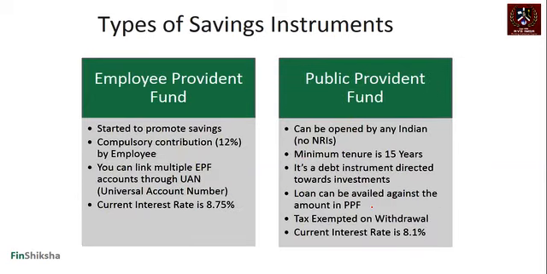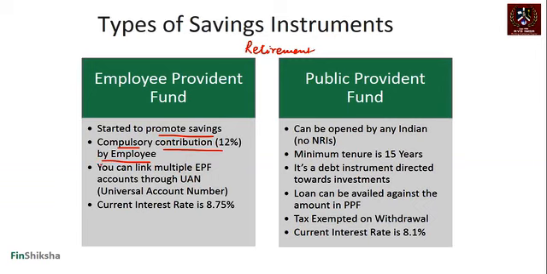Next, we move on to a couple of mandated instruments, and primary objective of these when the government created them was retirement savings for the purpose of retirement of common masses, right? So employee provident fund is started to promote savings from retirement perspective. When you get a salary, the compulsory contribution of 12% is by employee, another 12% is given by your employer, right? So effectively what you contribute, your employer also contributes.